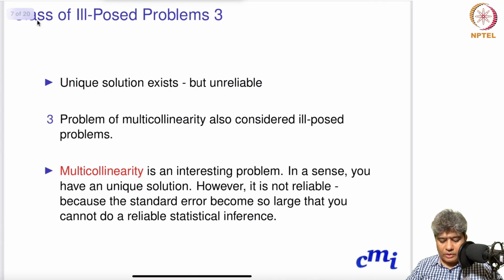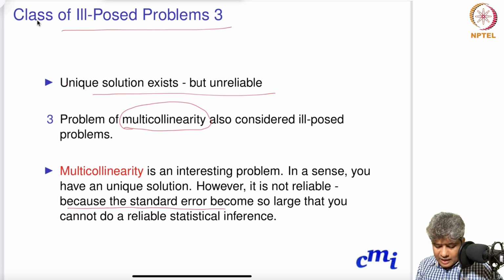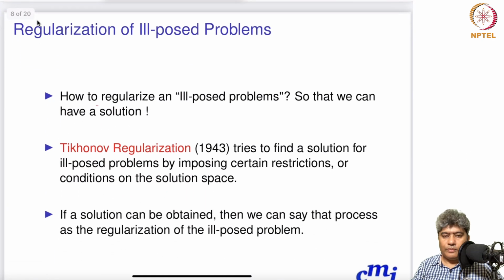Now the third problem is unique solution exists but unreliable. So the problem of multicollinearity is a third kind of problem where you have a unique solution but it is unreliable. An interesting problem in the sense that you have a unique solution, however it is not reliable. So why is it not reliable? Because standard error becomes so large that you cannot do any reliable statistical inference. So how do you solve it?